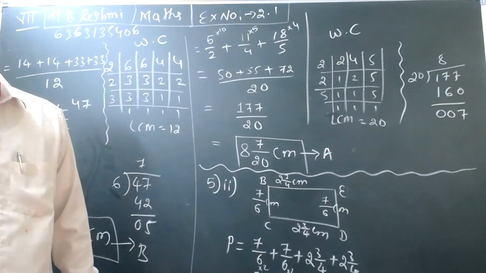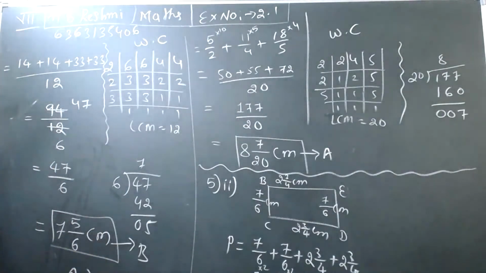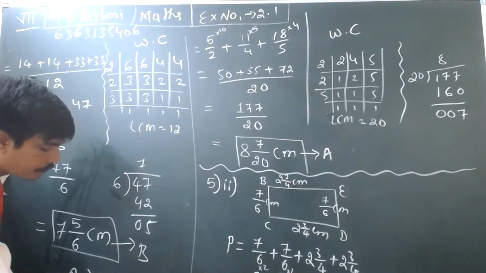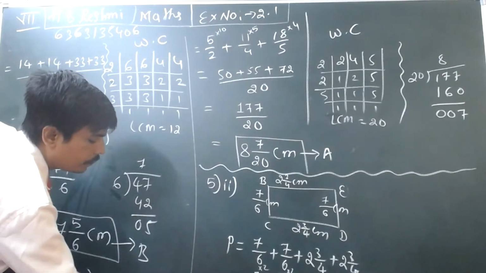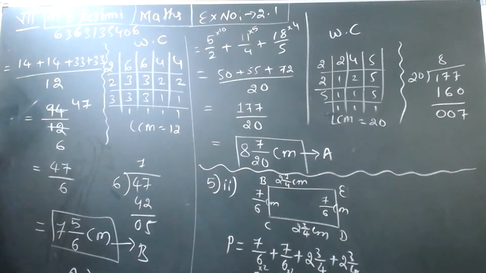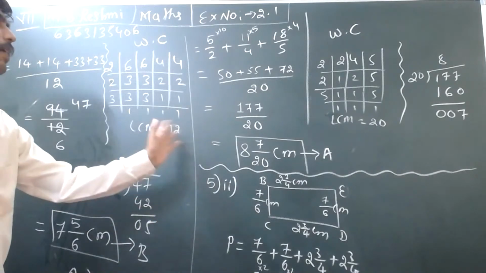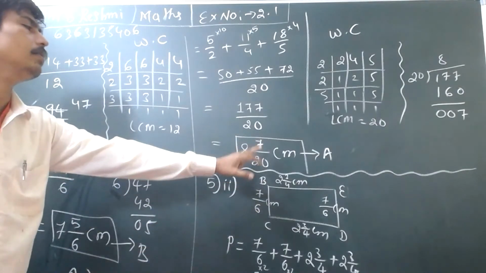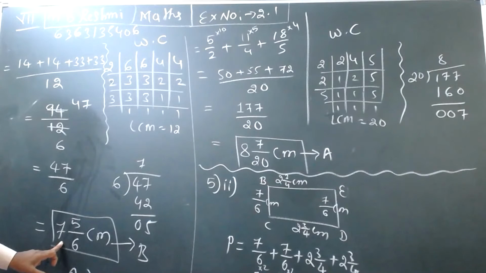So we can say that the perimeter of triangle ABE is greater. So they asked about the rectangle and triangle, but the triangle perimeter is greater. Why is it greater? Here it is 8 integers 17 by 20, but here it is 7 integers 5 by 6.